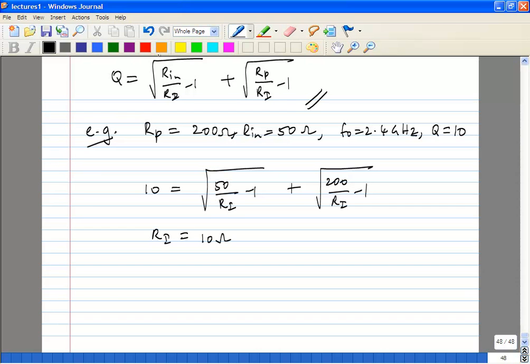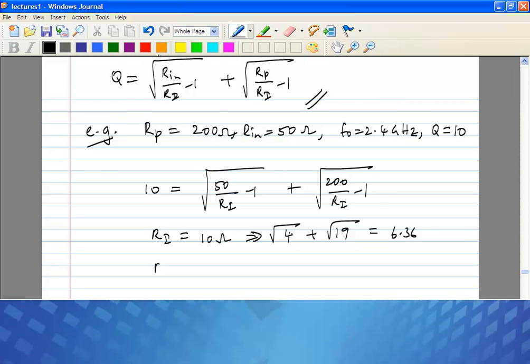So let's say we try Ri equals 10 ohms. Okay. So what is the left hand side? Left hand side is of course 10, but right hand side is root 4, right, plus root 19, okay, which happens to be 6.36. Okay, now which way would you move Ri? It needs to decrease, right? Obviously. Okay, so now let's try.